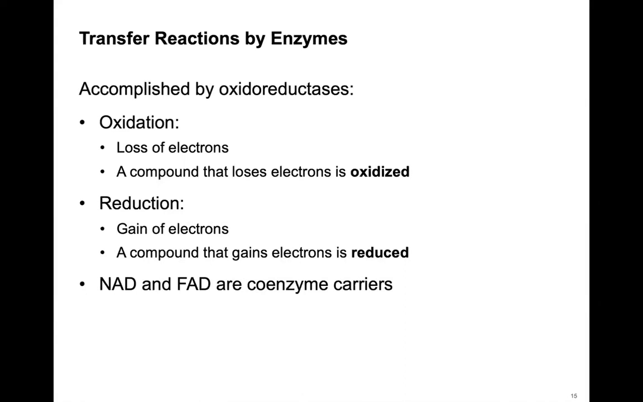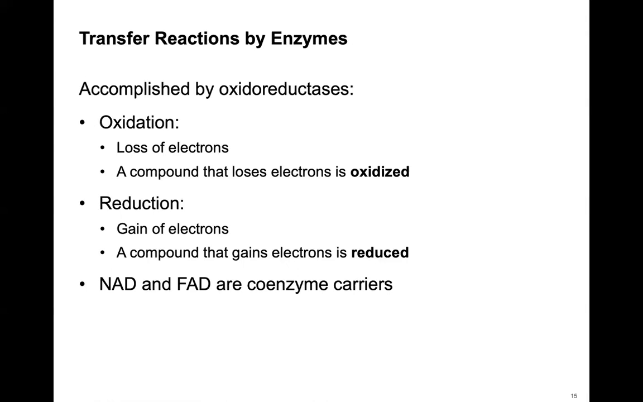Transfer reactions by enzymes are accomplished by oxidoreductases, and this brings us to what we call redox, or oxidation-reduction, reactions. A lot of metabolism is based off of redox reactions. An oxidation reaction is a reaction in which you lose electrons, and the compound that loses the electrons is referred to as oxidized. A reduction reaction is when you gain electrons, and a compound that gains electrons is referred to as reduced.